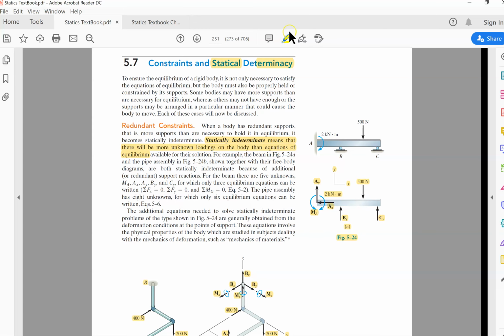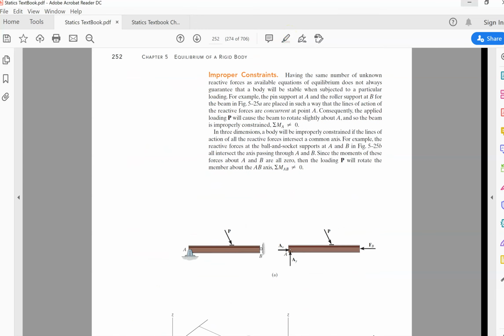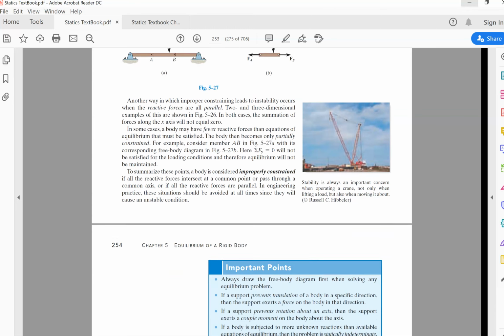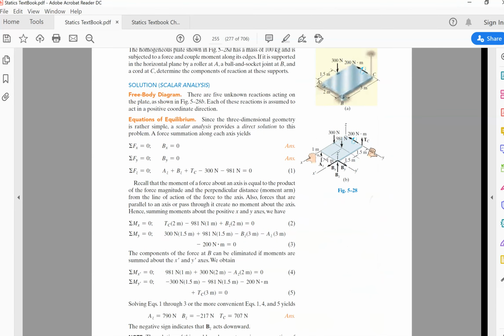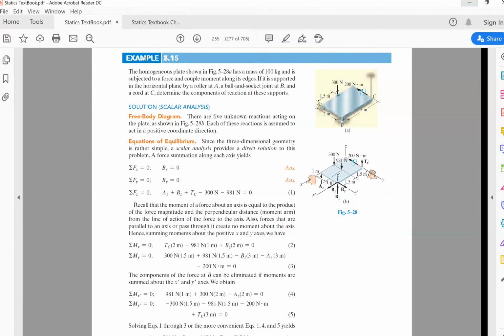Okay, let's move on to the example. If you see now, there is an additional Fz. You didn't have that earlier. Now you have Fz.